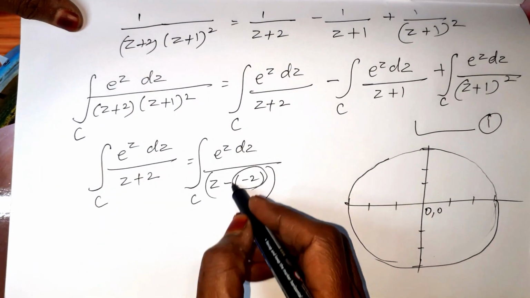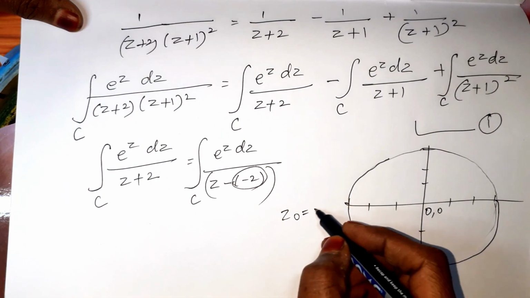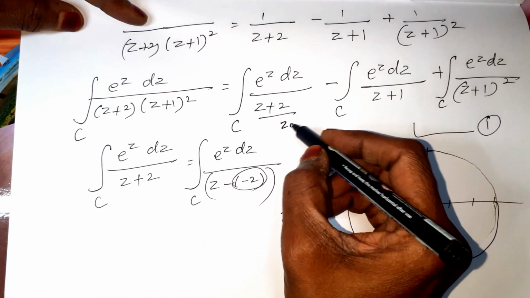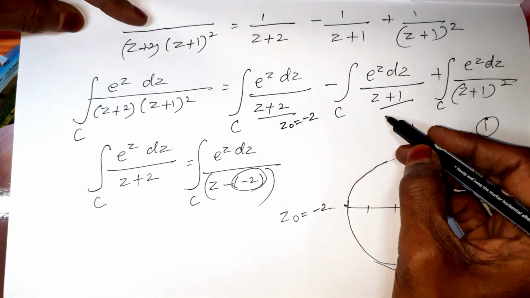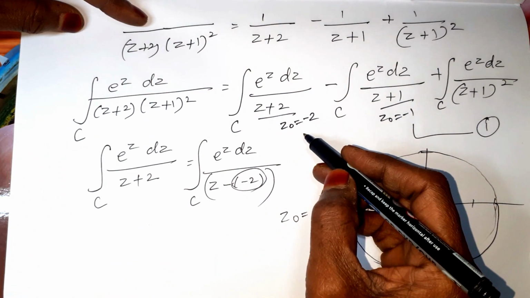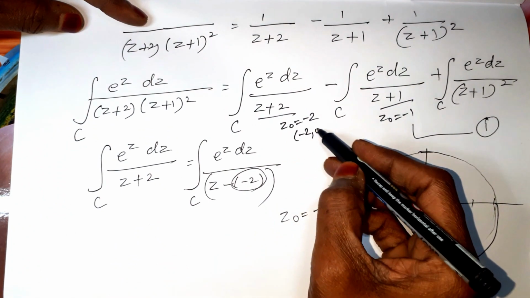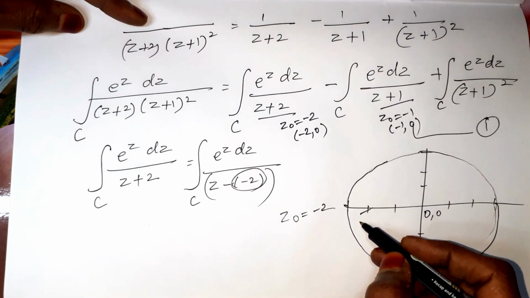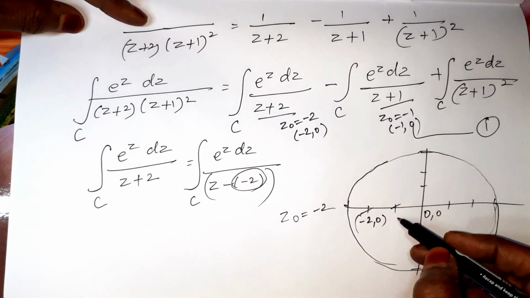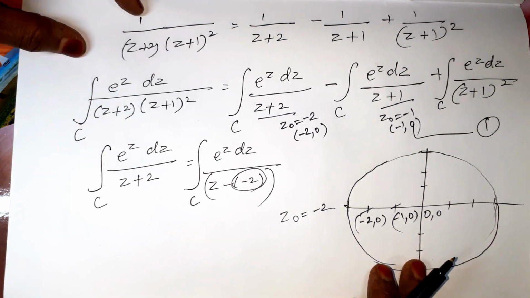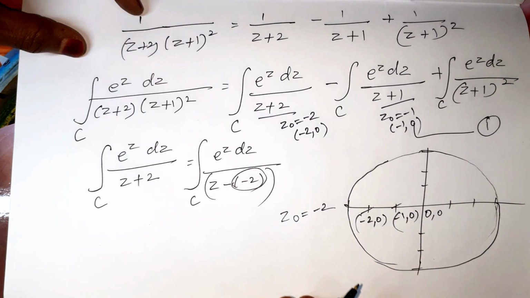And here the point Z0 is minus 2. We have only 2 Z0 values: here Z0 is minus 2 and this point Z0 is minus 1. Minus 2 means the point (minus 2, 0), and here it is (minus 1, 0). Both are lying inside the circle. So we can apply the Cauchy integral formula.